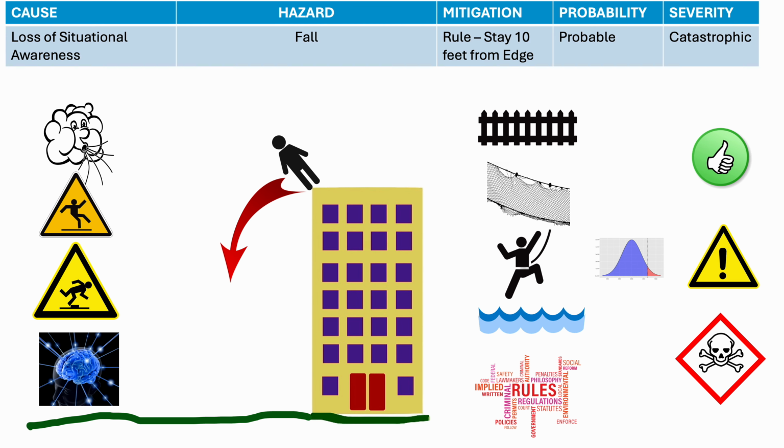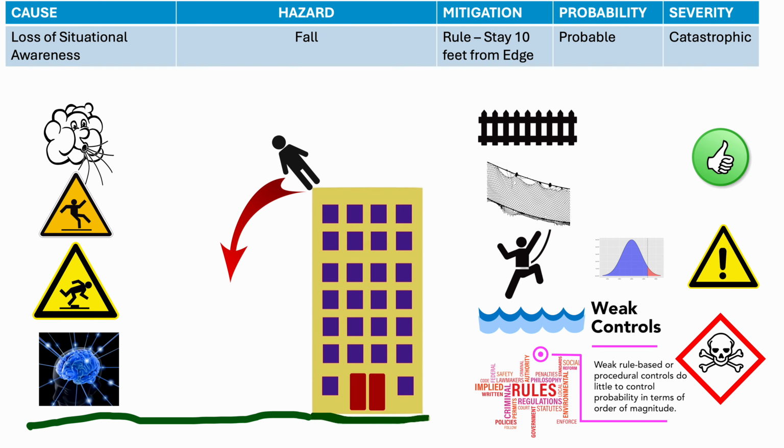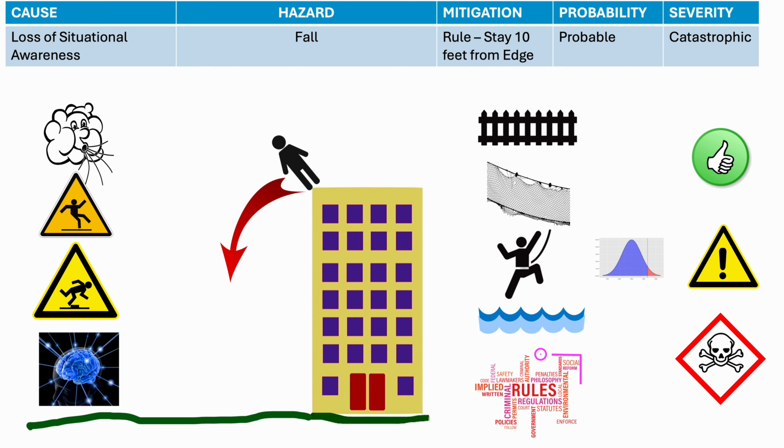It is worth noting that the use of simple rule-based mitigations, in this case a rule to remain 10 feet from the roof edge, is considered a weak mitigation and does not provide a robust control to reduce the probability or likelihood of the hazard. A reduction in likelihood by an order of magnitude, from frequent to probable, is generous credit given to the effectiveness of the mitigation, but illustrates the application in the hazard analysis table.